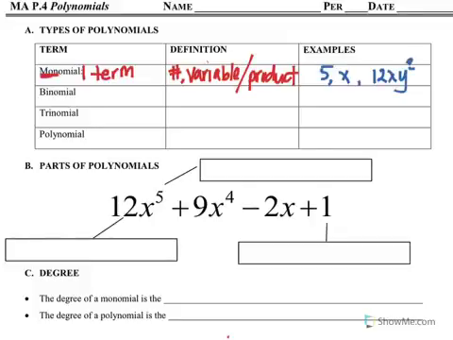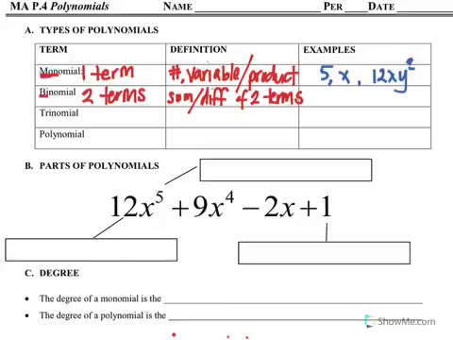Okay, something like that. So for binomial, we'll start by looking at the prefix bi, and of course this means two. So binomials are two terms. So two terms, we're going to say that the definition is that we're looking at the sum or the difference of two terms. So why would we have the sum or difference of two terms? Well, the reason why you end up with that is because the terms you have are not like terms, so you can't add them together.